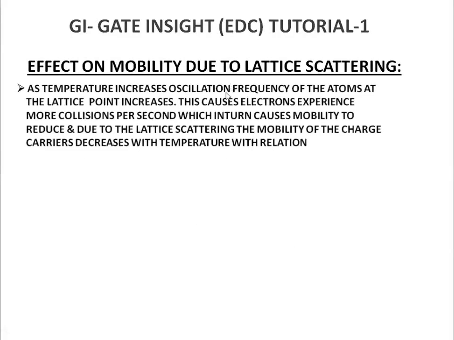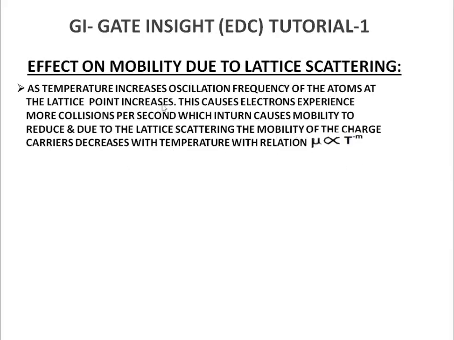Now we are going to see the effect on mobility due to lattice scattering. That effect above was for the lower temperatures. As you increase the temperature more, lattice scattering is going to occur. As the temperature increases, the oscillation frequency of the atoms at the lattice points increases, and this causes electrons to experience more collisions per second, which in turn causes mobility to reduce.